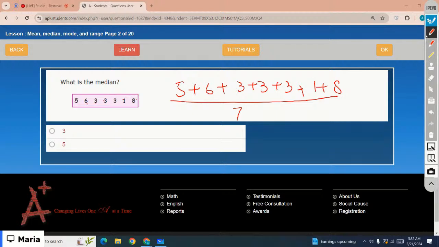The mean means you need to add them all and divide by the number of numbers you are going to add. 5 plus 6 plus 3 plus 3 plus 3 plus 1 plus 8. The sum is 29. And 29 divided by 7 is 4 whole 1 over 7.